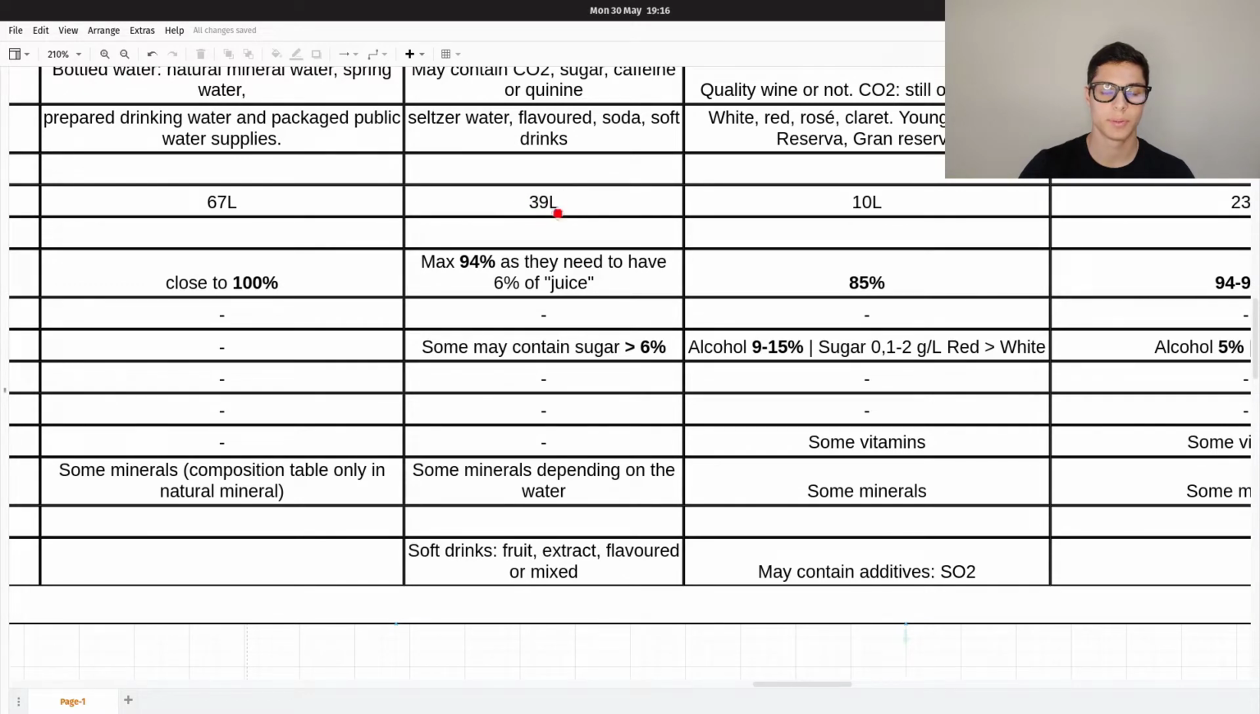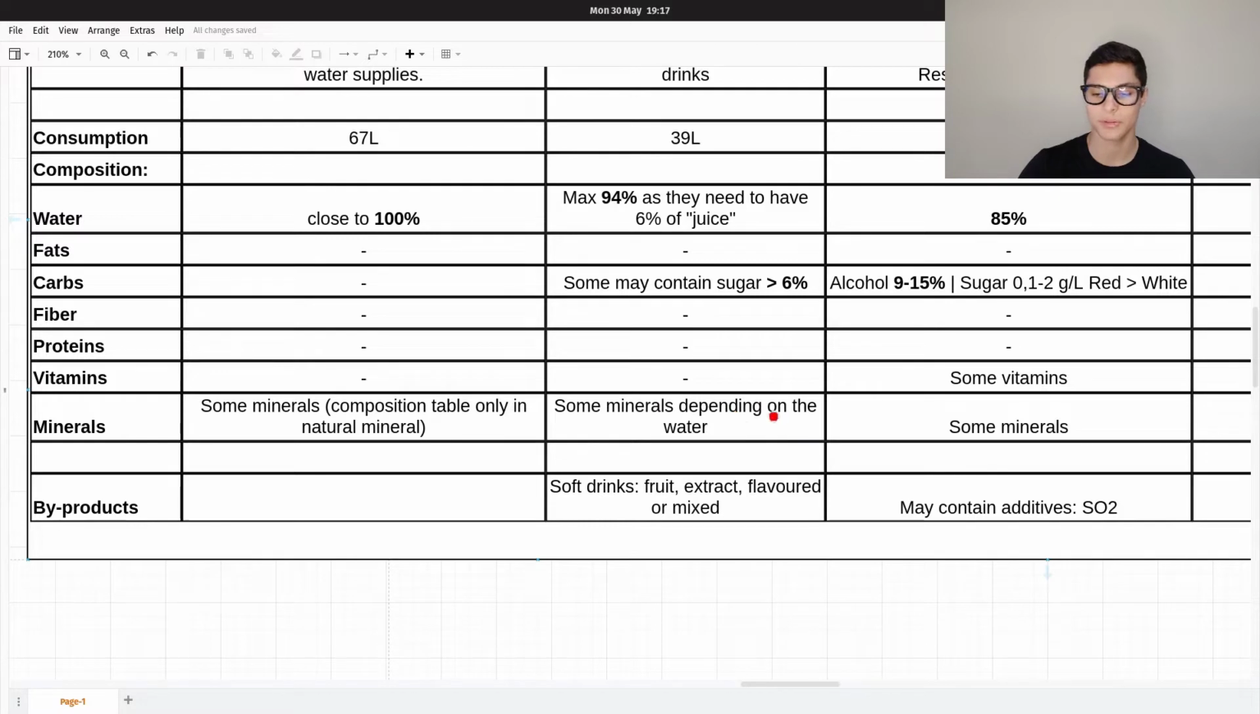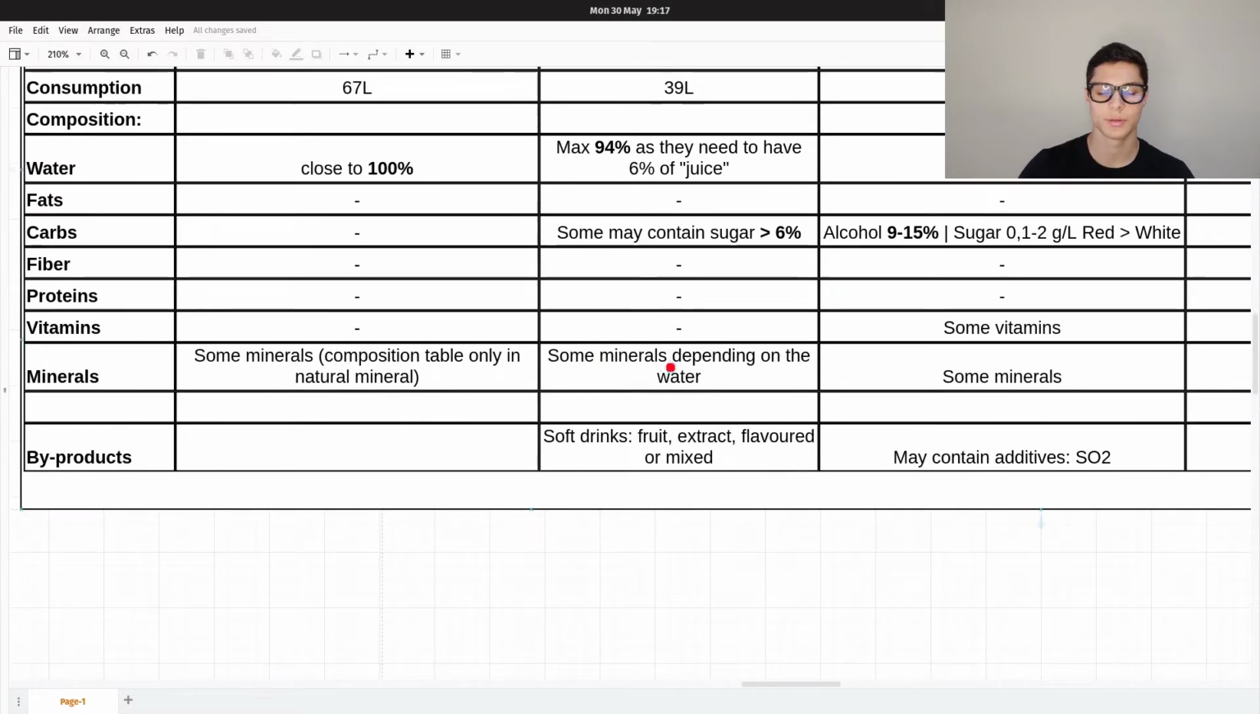39 liters per individual per year. That's pretty high compared to the water consumption. Composition, well, maximum 94% of water, because they need to have 6% of the juice. And in terms of carbs, some may contain sugar, and if they do, it must be more than 6%. They can contain some minerals depending on the water, but as we said that the water is the prepared drinking water, we should not count the beverages as a good source of minerals.